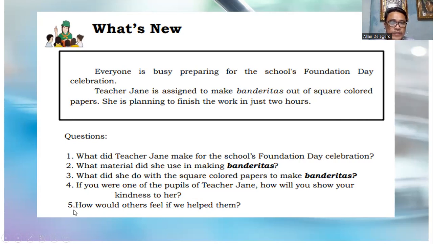Now we have here 5 questions. Question number 1, and you have to write your answers in your module. What did Teacher Jane make for the school's Foundation Day celebration? Number 2, what material did she use in making banderitas? 3, what did she do with the square colored papers to make banderitas? 4, if you were one of the pupils of Teacher Jane, how will you show your kindness to her? 5, how would others feel if we help them?